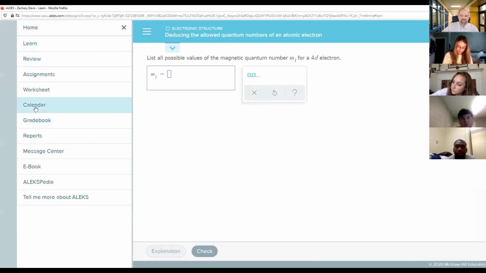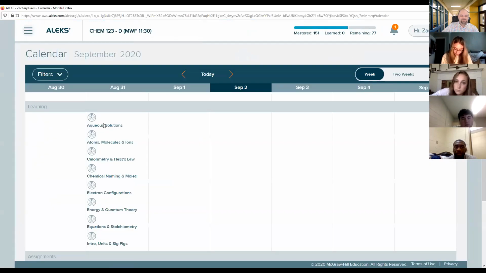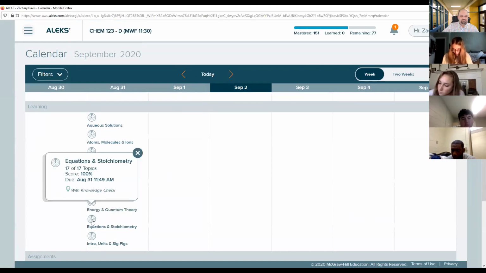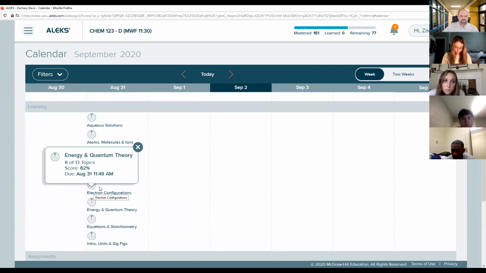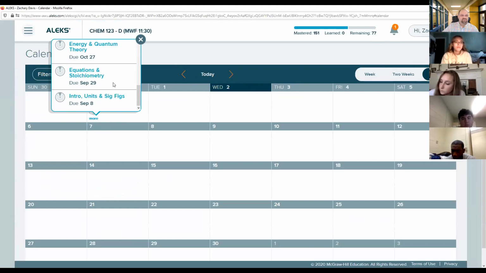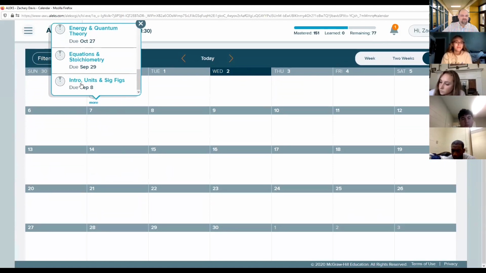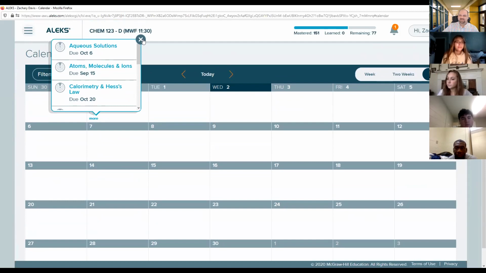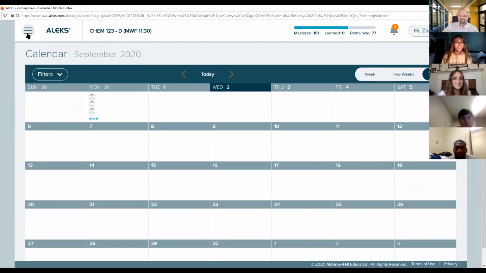If you go to the calendar in ALEKS, it'll also tell you sort of what is due each week. This isn't right. These are not all due Monday. There we go. Yeah, so the intro is due September 8th. I don't know what order this is in, but maybe I shouldn't take a look at the calendar. This is awful. It's very different from the calendar I see.